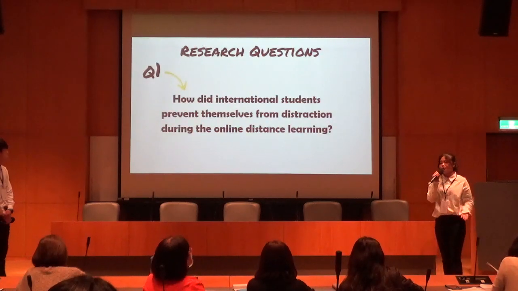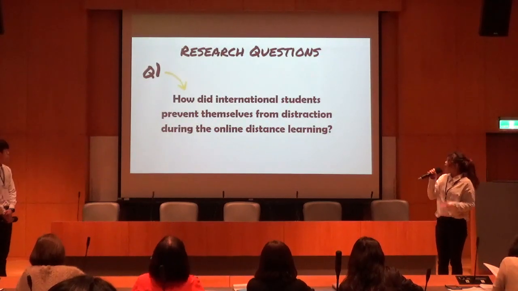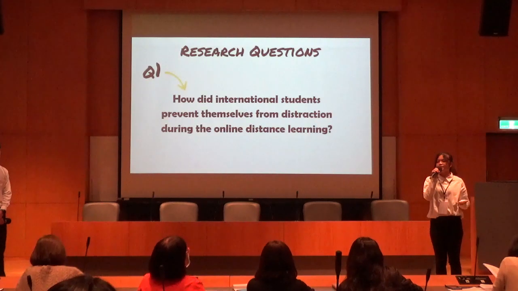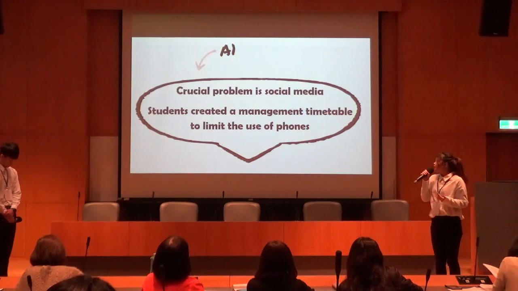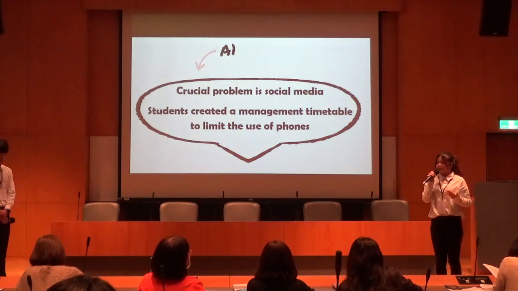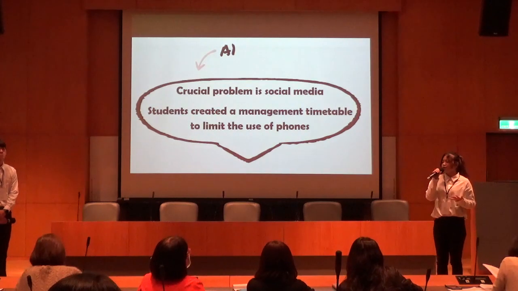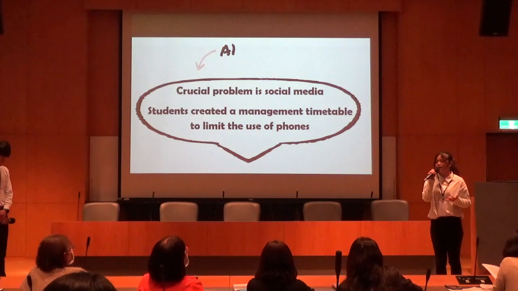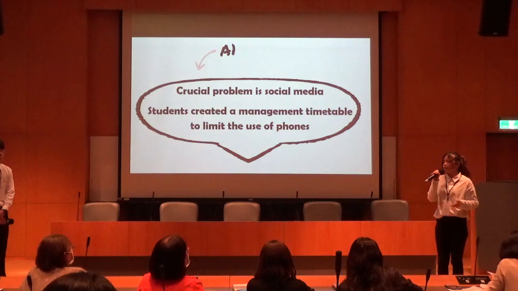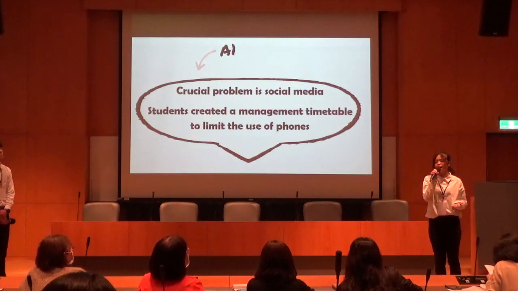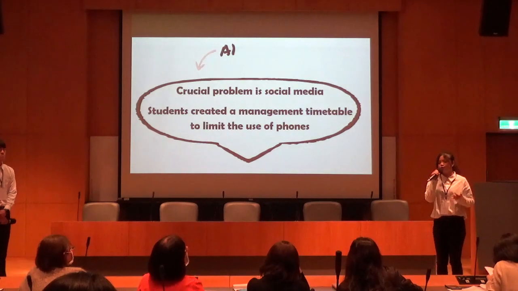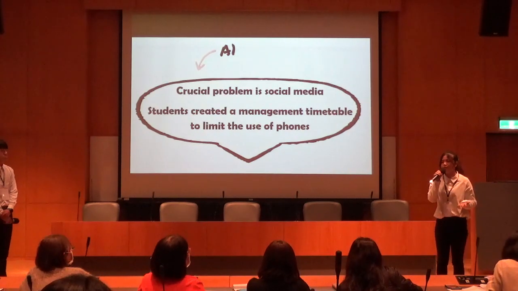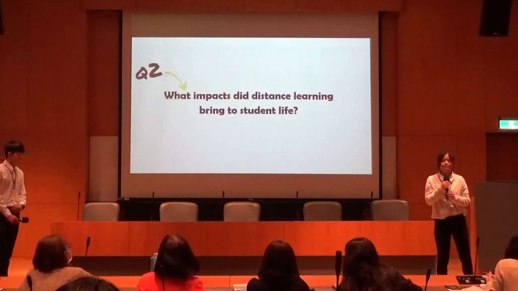About our research questions, the first question is how the international students prevent themselves from distraction during online distance learning. Our survey results show that international students have several ways to prevent themselves from distraction during online distance learning class. The first and the most crucial problem is social media. To deal with it, they created a management timetable to limit the use of their phones.